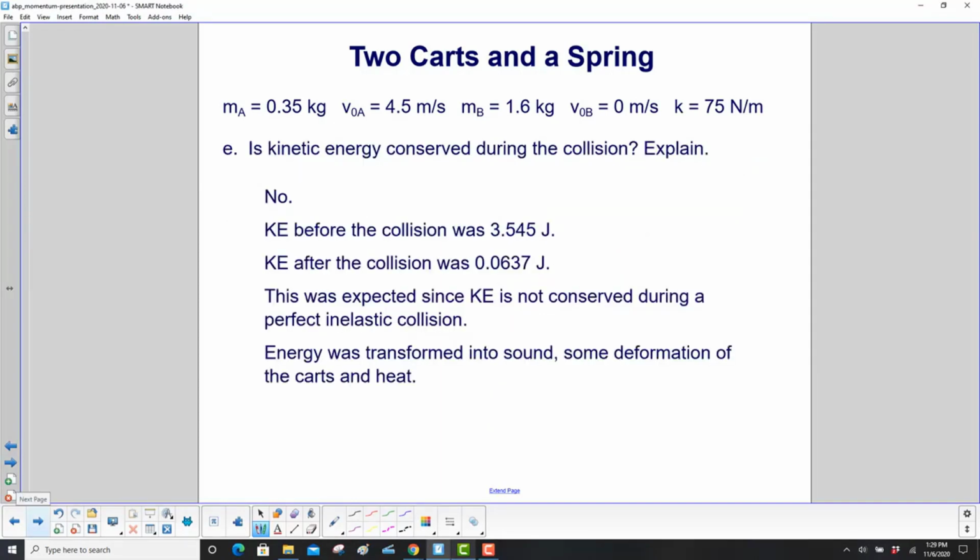Is kinetic energy conserved during the collision? Explain. Well, no. I mean, it's a perfectly inelastic collision. That means KE is not conserved, but let's look at the numbers we got. Here is our kinetic energy before. Here's our kinetic energy after. Clearly, a lot of kinetic energy was transformed into other forms of energy. And it was transformed into sound, maybe some deformation of the carts as they hit each other, and heat.